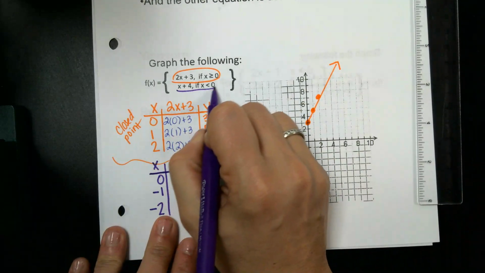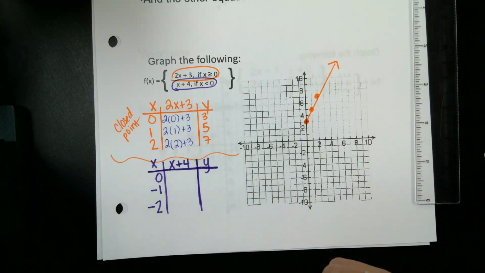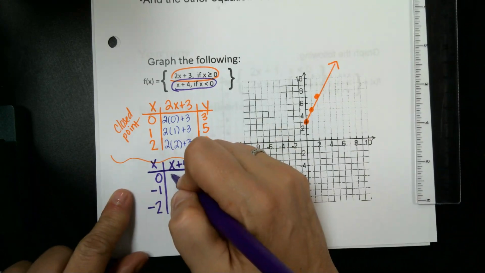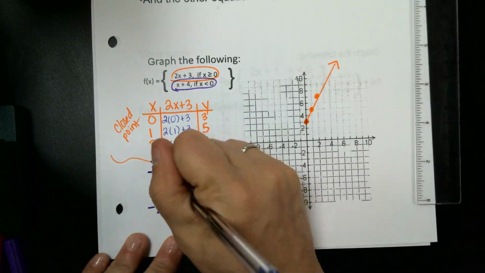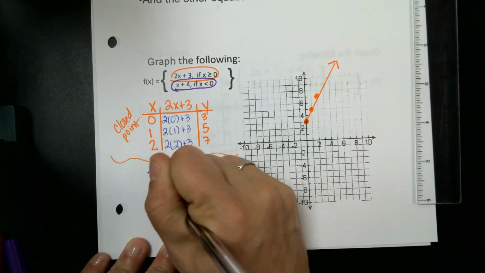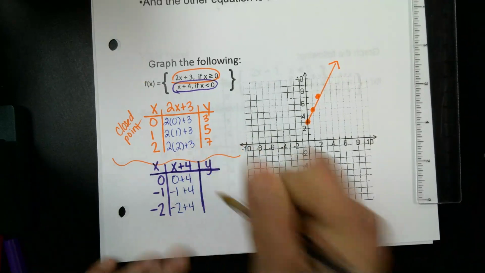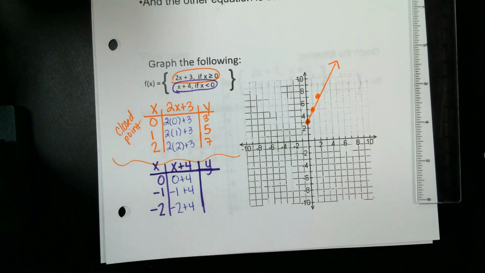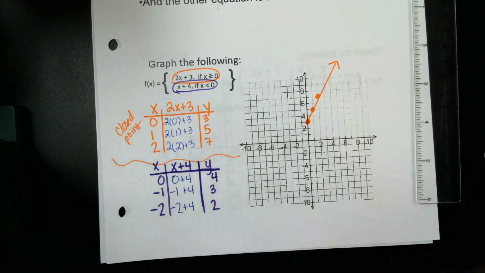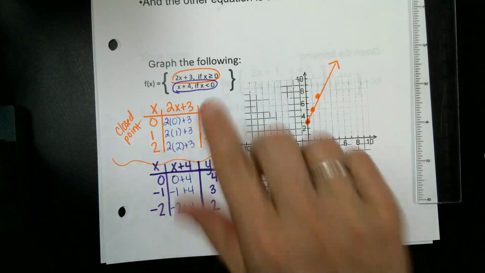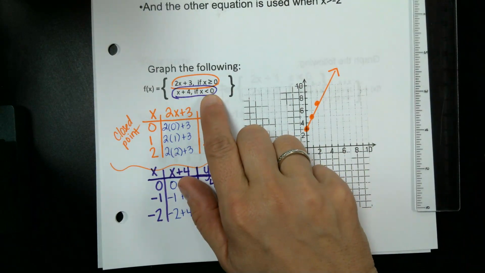I'm trying to do this in different colors so you guys can follow everything I'm doing. In the middle, I'm going to show the work. So I would do 0 plus 4, -1 plus 4, and -2 plus 4. That gives 4, 3, and 2. Okay, good.